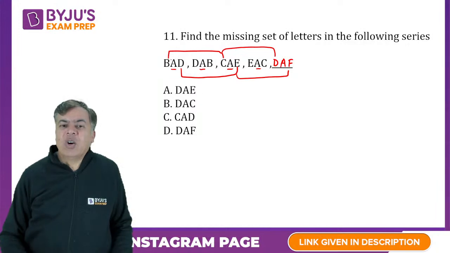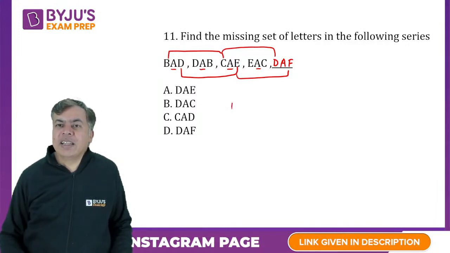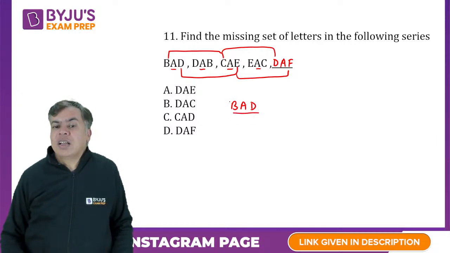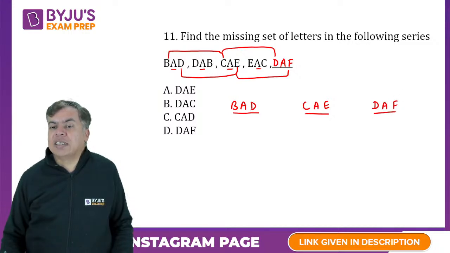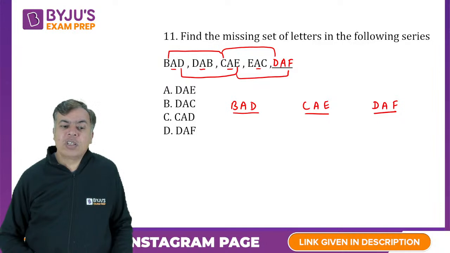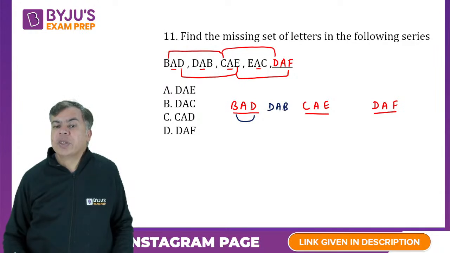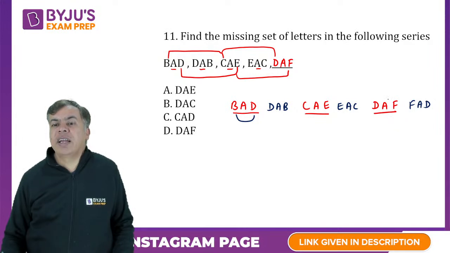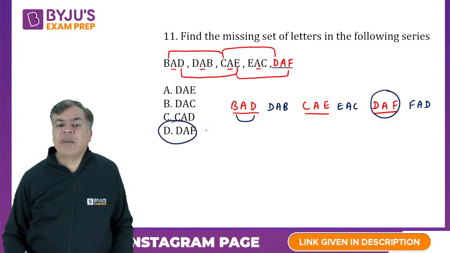Right? Now, whatever you have written in the first, it is something like this, B, A, D, right? And now here B will become C, D will become E, A remains as it is. And then C, D, E, F, A remains as it is. Now here the second and fourth terms are the reverse of this. So this reverse will become DAB, this reverse will become EAC. If the next term I need to write, then it will become FAD. So this term he is asking about, DAF, is the correct answer.